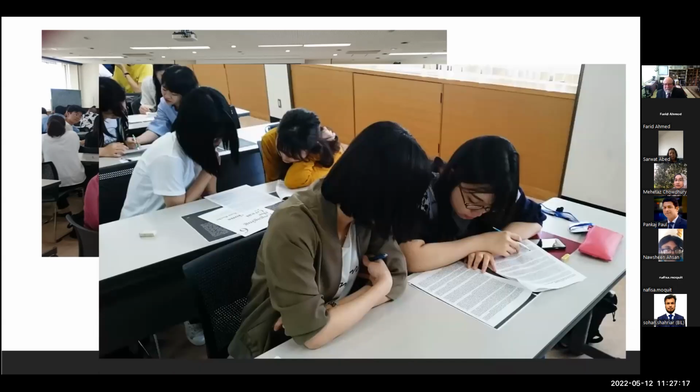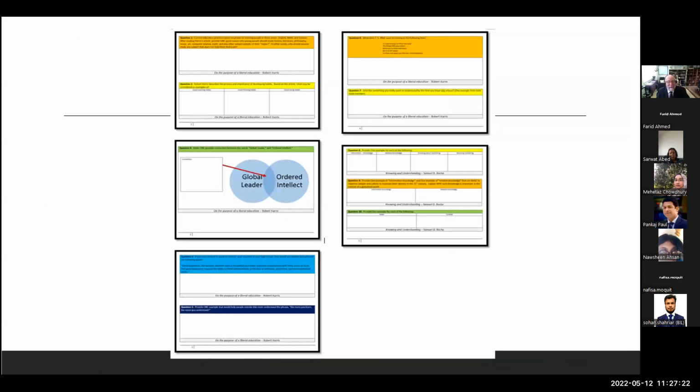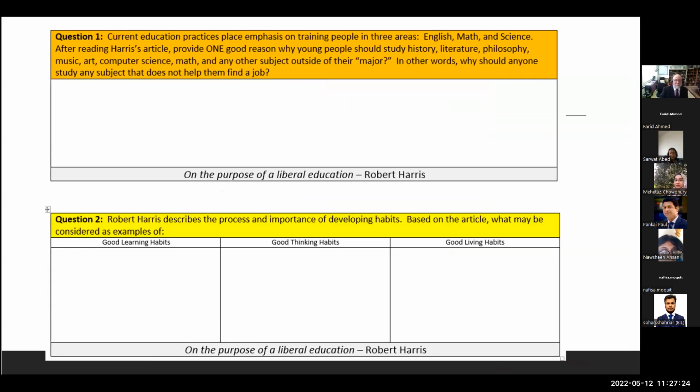So they have a curriculum that they go through. They read the text, then they discuss it, and I go through a bunch of questions that we have for each of these, and I'm just going to share to give you an idea. So from the readings, they have to come up with one good reason young people should study history or literature or philosophy or music or art or computer science. Studying something outside of the major. Is it important to study something? If you're going to study engineering, become an engineer, should you also study art? Would it be beneficial if you study music? And so they discuss this.